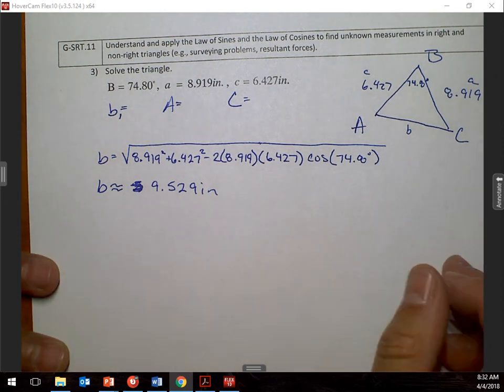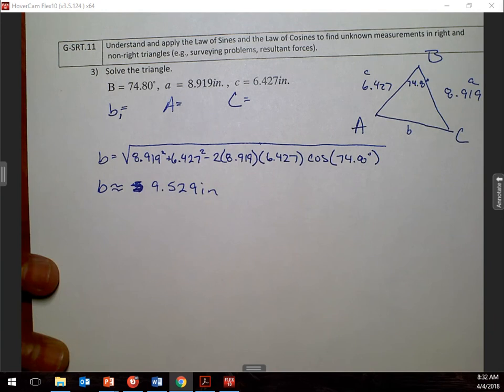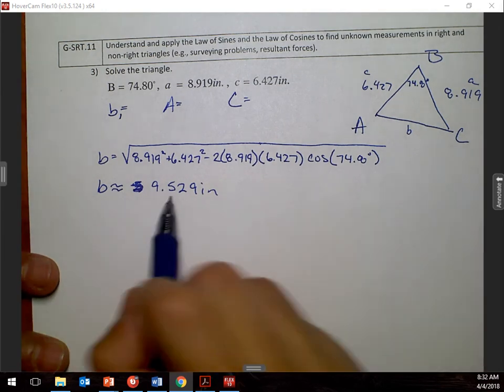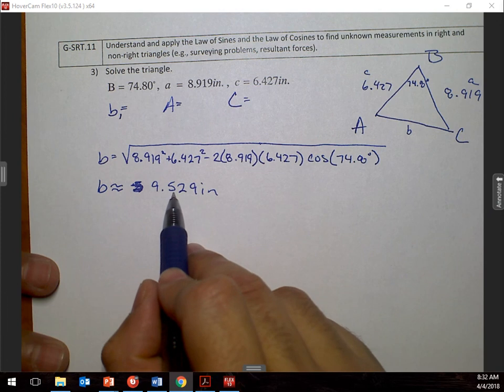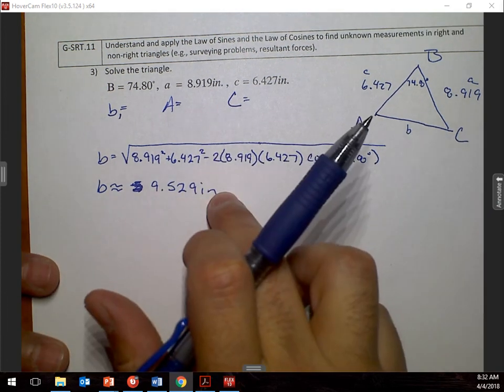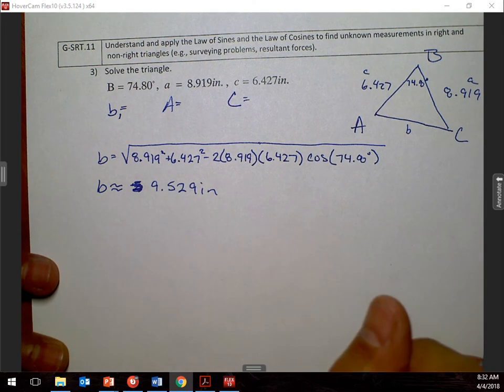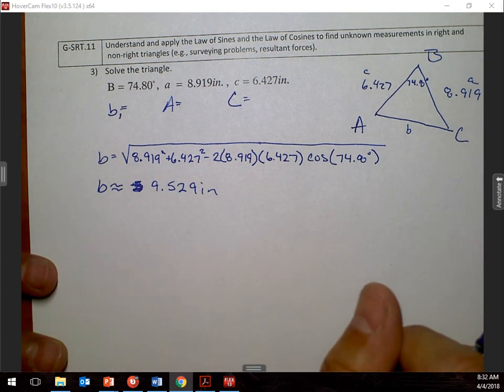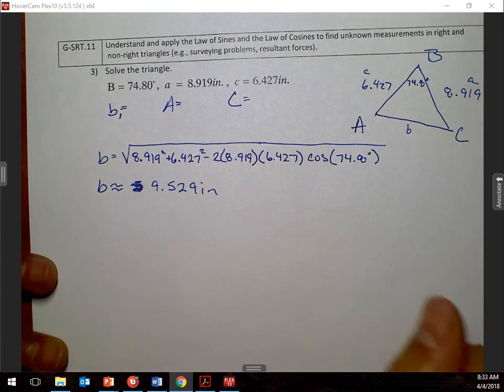I just put 8. Where'd you get an 8? It's 9.528. I'll even accept it if you just went 9.5 on this one. Where'd you get that? Maybe you put it in wrong. Okay. Yeah, 8.91. I forgot a 9.